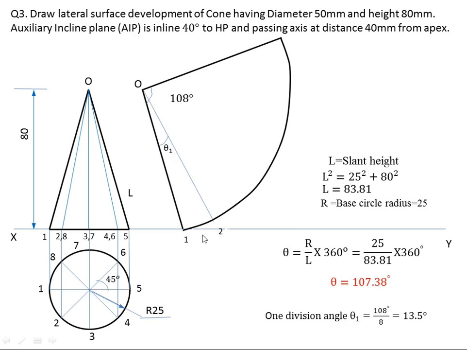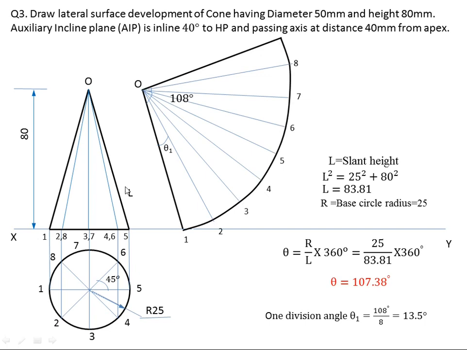Now 1 to 2 is the first generator, this is the second generator. Now find the third generator. Take the 1 to 2 distance in the compass, with 2 as the center cut here, 3, cut again 4, 5, this is the 6th generator, this is 7, this is 8, and last is again 1.